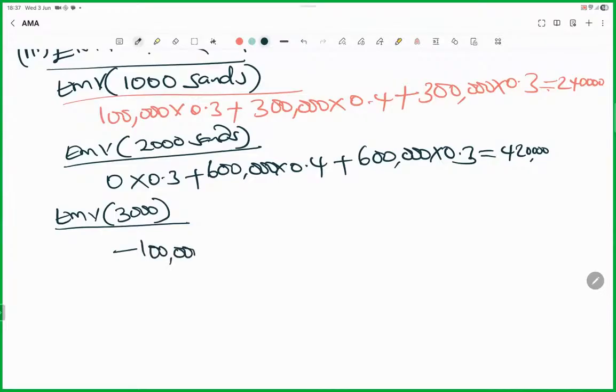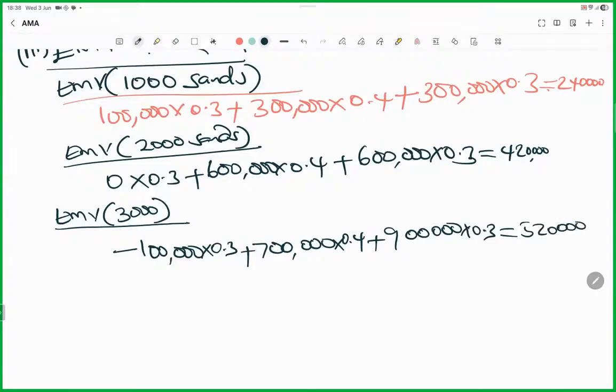For 3,000 sandwiches, I can see there are three payoffs there. I can see 100,000, I can see 700,000, I can see 900,000, isn't it? So what I just need to do is combine them with their corresponding probabilities. The first one is 0.3, plus this one times its probability of 0.4, plus this one times its probability of 0.3. Is there somebody who is able to give me this answer? 520,000.